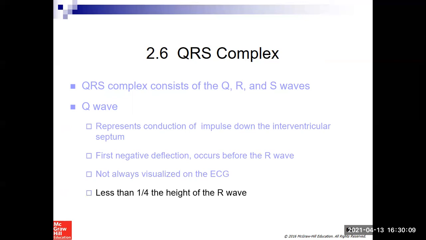It is less than 1/4 the height of the R wave. Less than 1/4. So your R wave, cut it in 4, and your Q wave is typically going to be 1/4 of that, 1/4 of the height of your R wave.